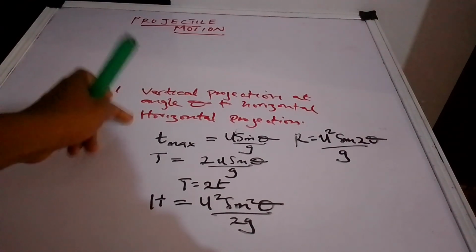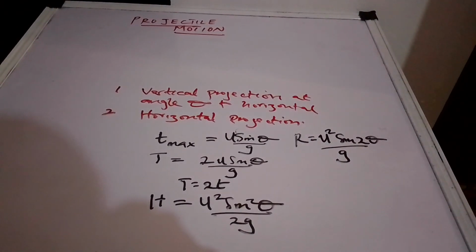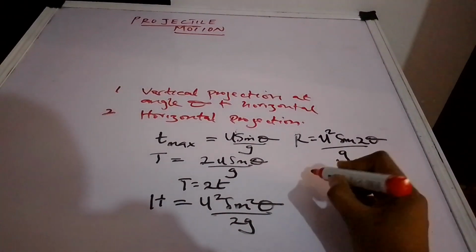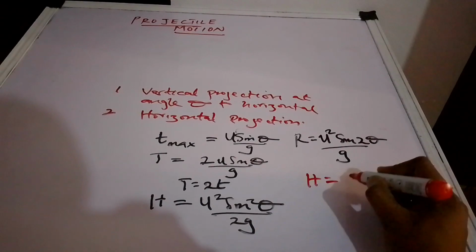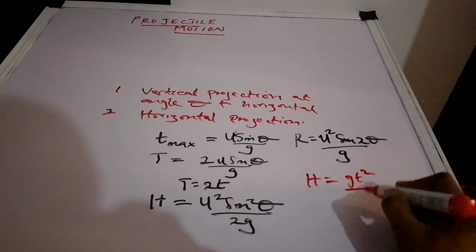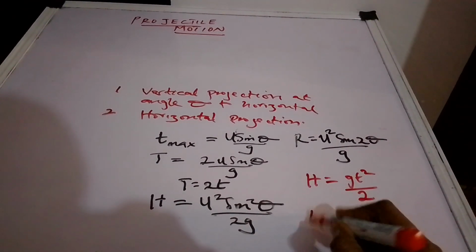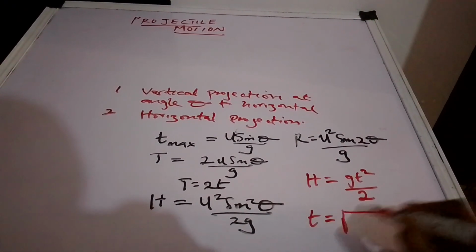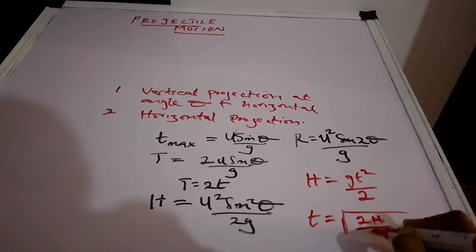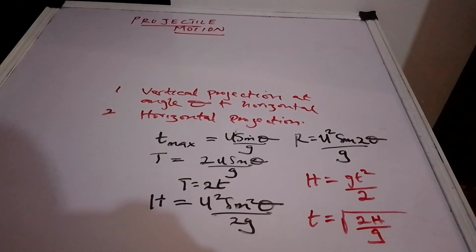Now let's look at the second case, which is the horizontal projection. If it is horizontal projection, our formula for height is going to be g t squared over 2. We want to look for height, like in this case. Now we want to look at the total time of flight. Our t is going to be the square root of 2h over g. That's the formula I'll be using.